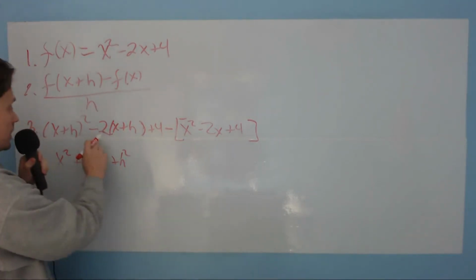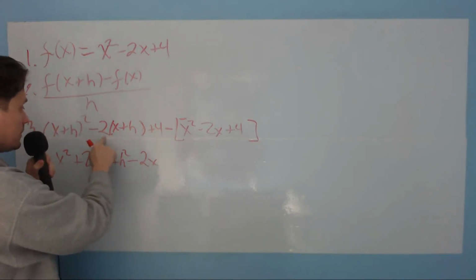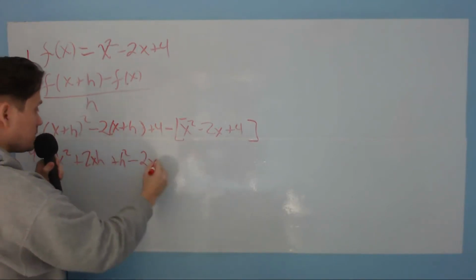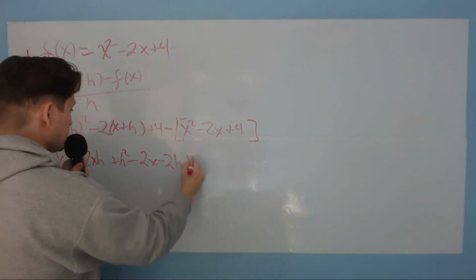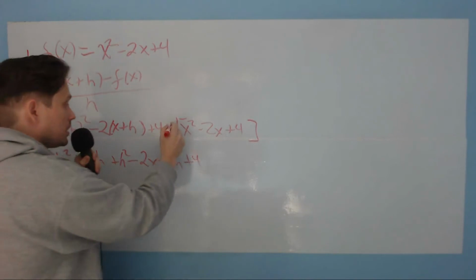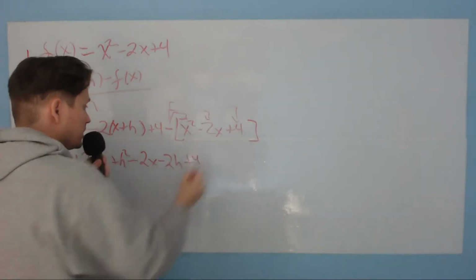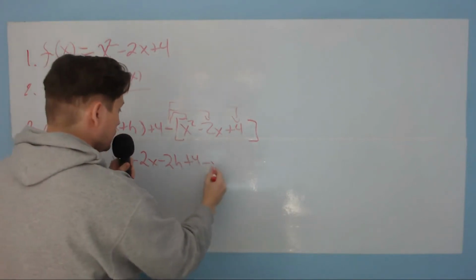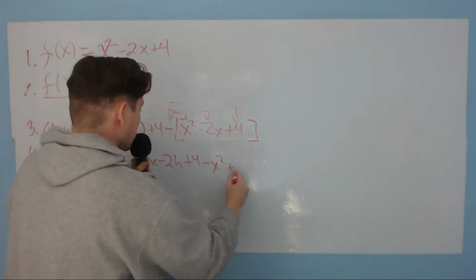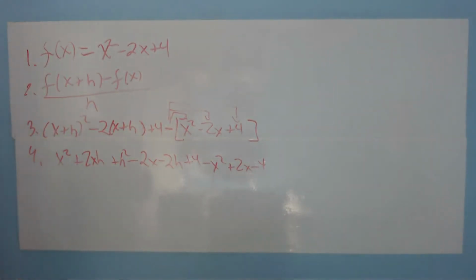Then we distribute that negative 2. So it's going to be minus 2x, distributing this negative 2 over to the x and over to the h, minus 2h, plus the 4 right here. Then you distribute the negative over to each of these individually. That negative has to be distributed individually. So it becomes negative x squared plus 2x minus 4. So this is just working out f of x plus h minus f of x.